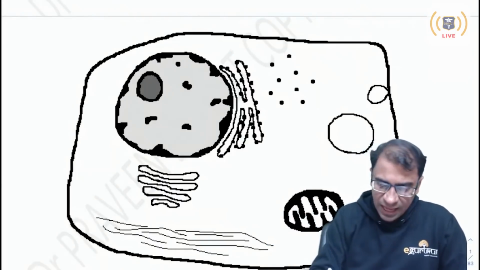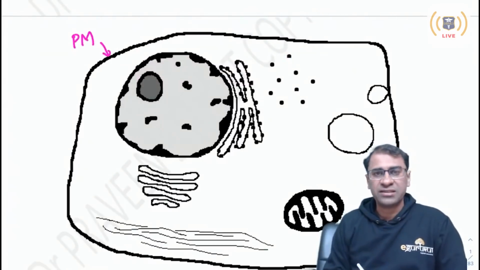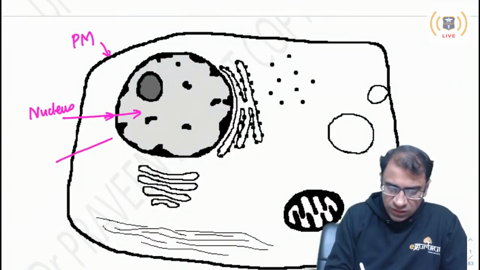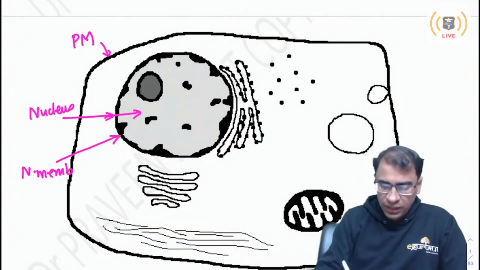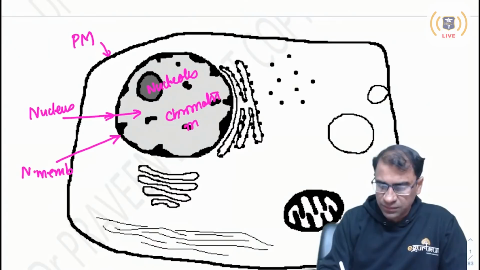The cell here has the plasma membrane, right? This is the nucleus, right? This is the nuclear membrane. Okay, this is the nucleolus. So this is the chromatin and the matrix that you read.